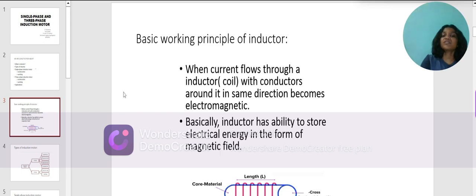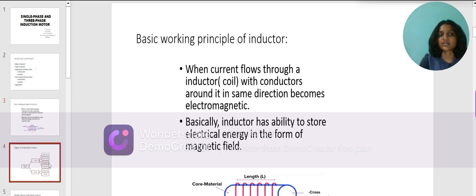Basic working principle of inductor. If you look at this picture over here, there is a core material. Around this core material, there is a coil. When the current flows through the core material, this electrical energy is converted into magnetic field. This is the working principle of the inductor.